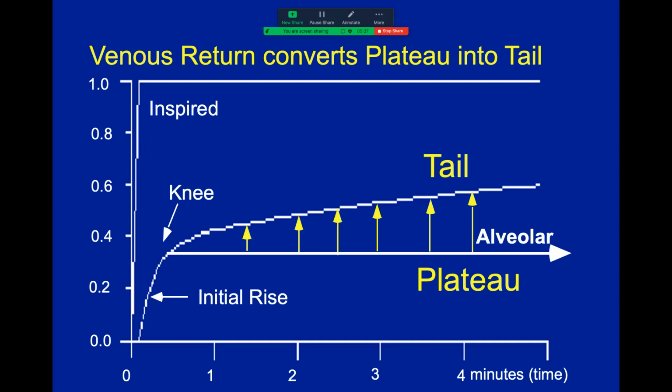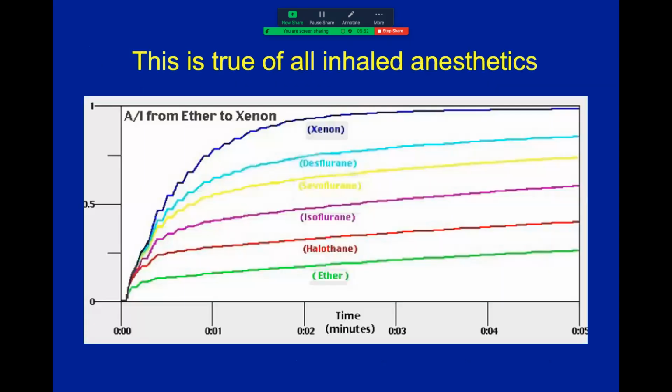This is when drug is brought back from the venous blood to the patient's lungs to be circulated again out in the arterial blood. And that's the tail of this curve. If we look at all of our drugs, they are really quite similar. If we look at the overlay now of the alveolar to inspired ratio in drugs from ether to xenon, we see the same characteristic curve. They all start out on that same exponential curve and then break off at levels dependent upon the solubility of the drug in blood.